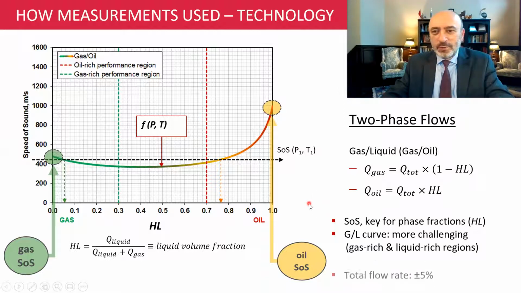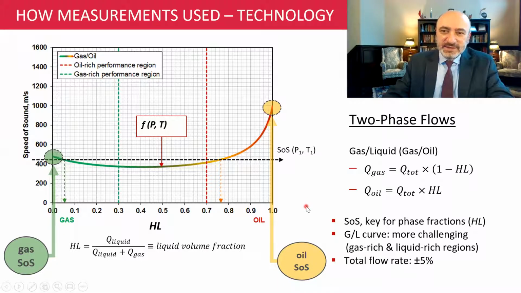So in terms of performance, again, the total flow rate and phase flow rate performances are about the same. The uncertainties are plus minus 5%. Sometimes for some regions of this curve, it may actually go up to plus minus 10%. But as long as we stay in these high gas or high liquid regions, this uncertainty number is valid.